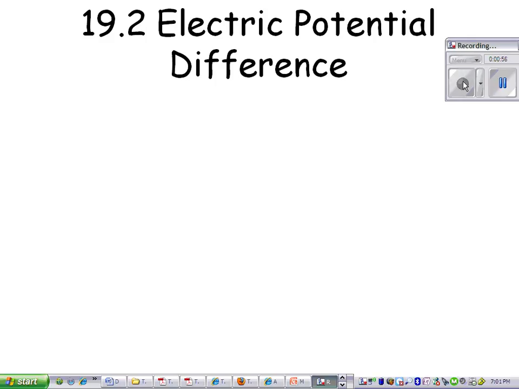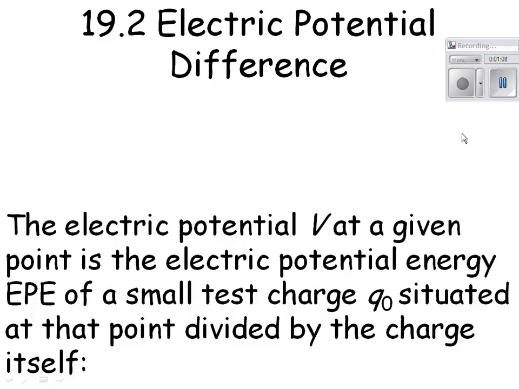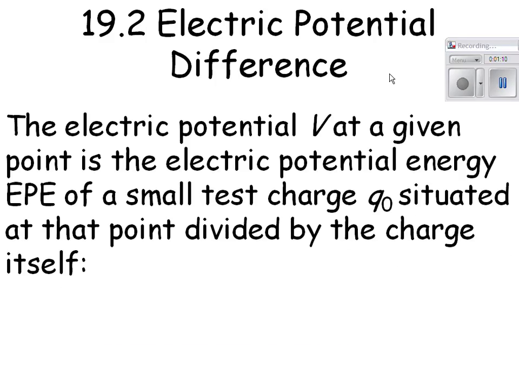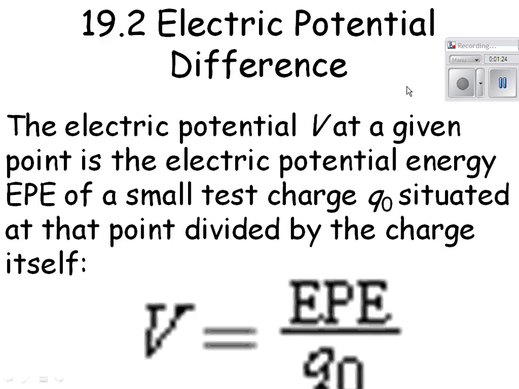Now we're going to look at something called electric potential difference. Not electric potential energy, but electric potential. And this is very important in terms of how strong an electric field is. The definition for electric potential is V. The electric potential V at a given point is the electric potential energy, EPE, of a small test charge, Q sub naught, situated at that point, divided by the charge itself.